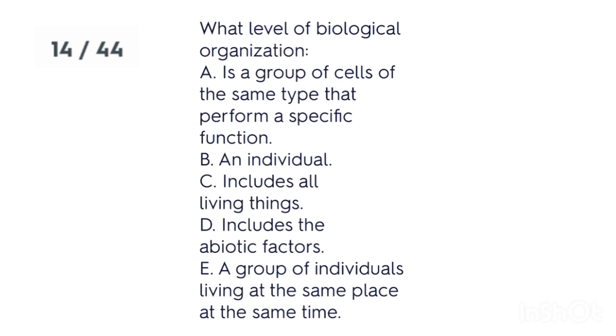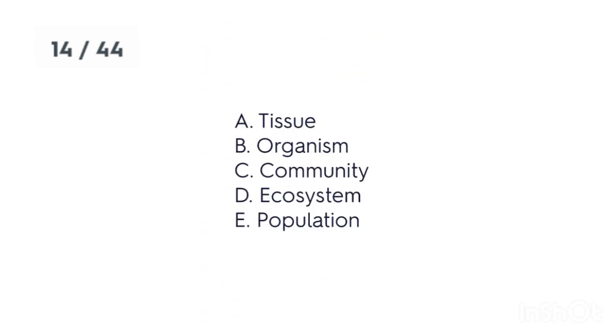What level of biological organization, A, is a group of cells of the same type that perform a specific function? B, an individual. C, includes all living things. D, includes the abiotic factors. E, a group of individuals living at the same place at the same time. A, tissue. B, organism. C, community. D, ecosystem. E, population.